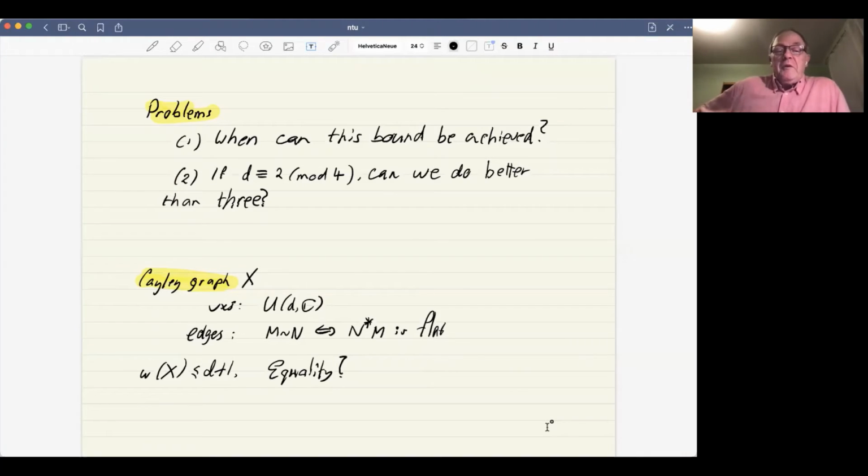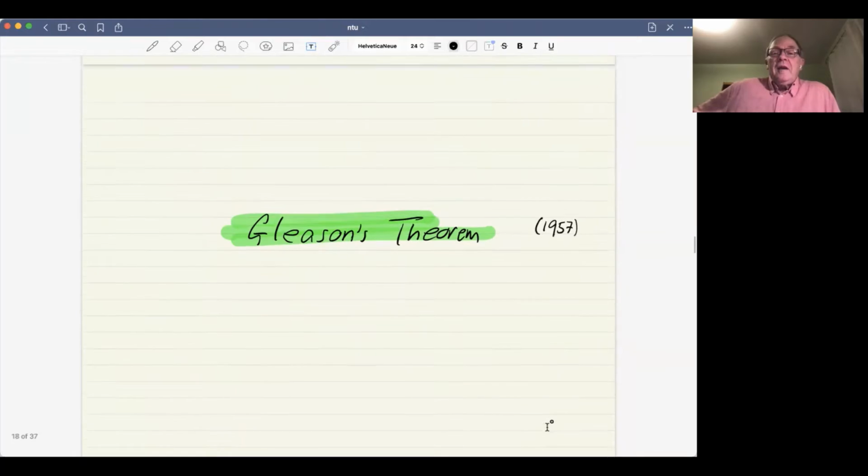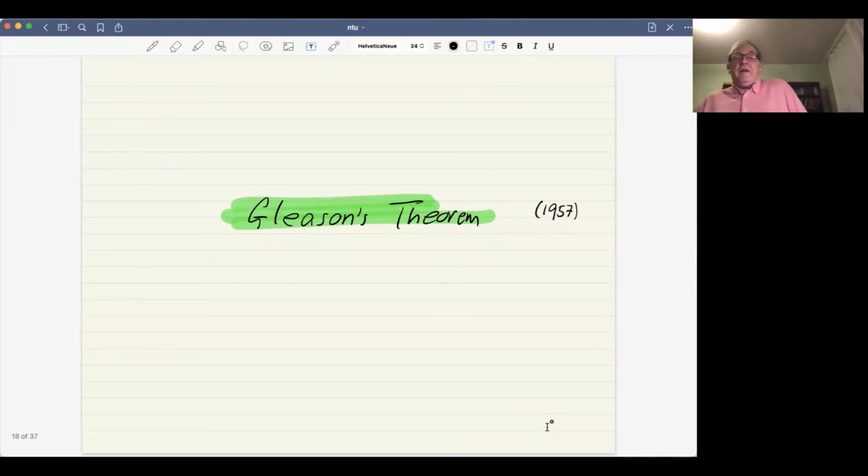The theorem, which I didn't go through, tells you it's at most D plus 1. And the question is, can you realize D plus 1 if D is not a prime power, for example? Okay, so that's it for lines.